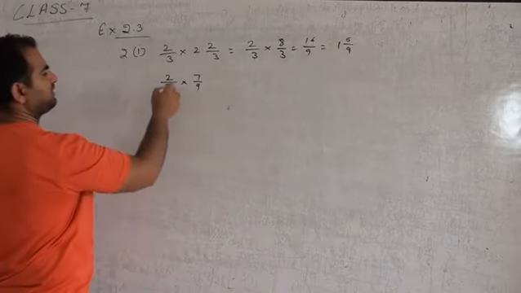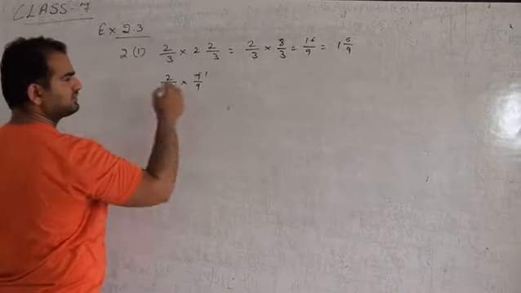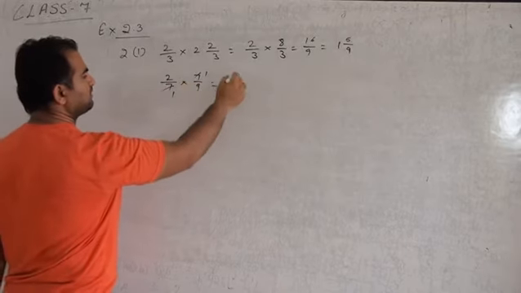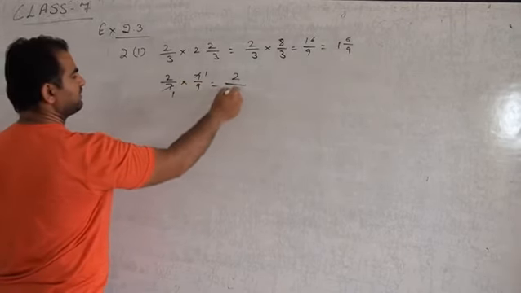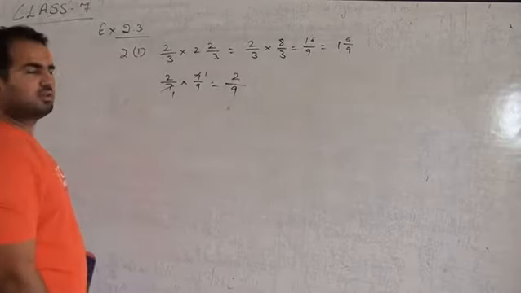So we can say that 2 into 1 is 2, and 9 into 1 is 9. This is our final answer.